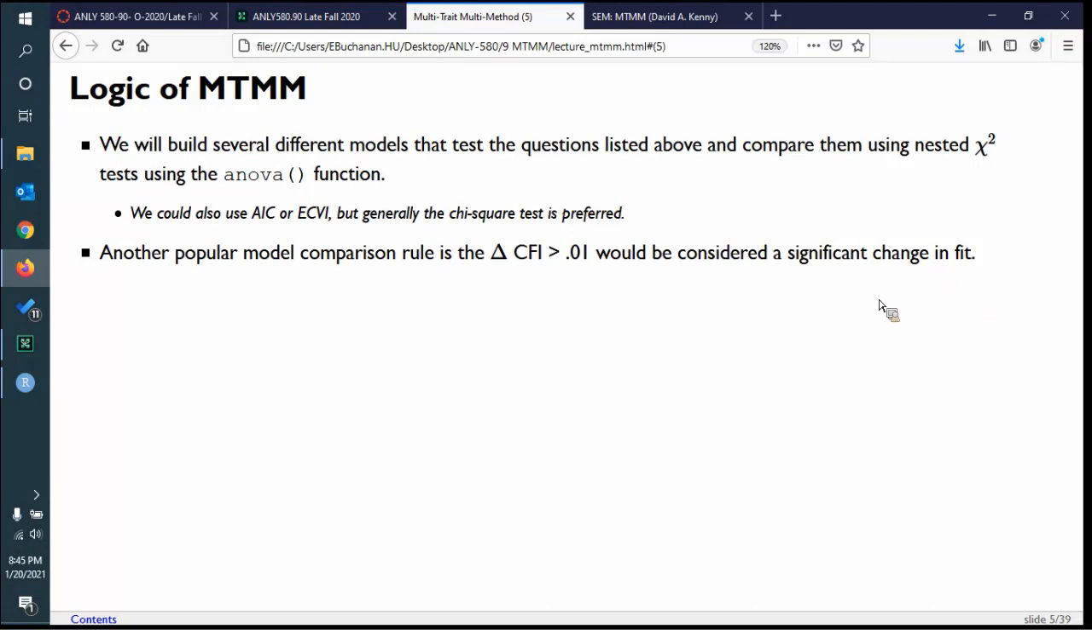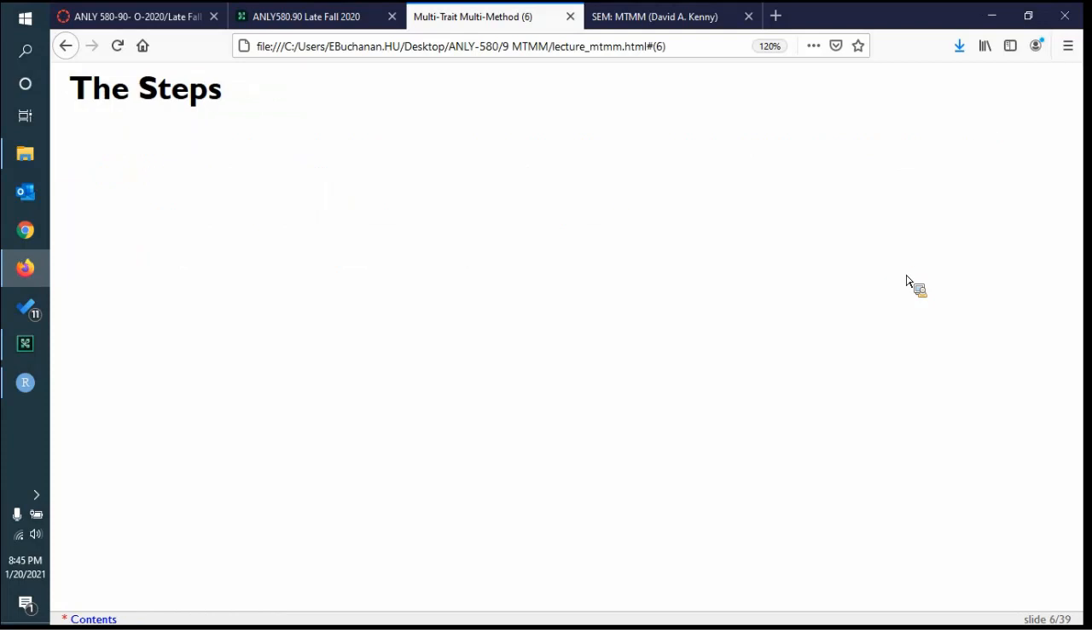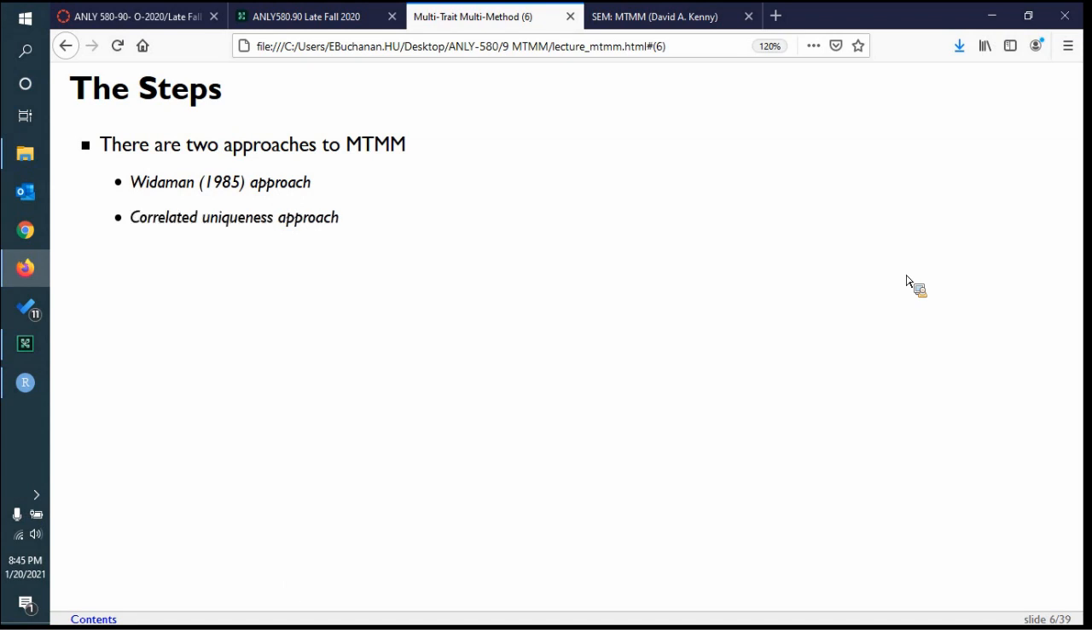So we're going to do both the ANOVA function and the CFI one. And then next week we'll use the CFI one a lot. So what are these steps? There are two main approaches to the MTMM. One of them is considered the Widaman approach, which will have four models but three steps. The other one is considered the correlated uniqueness approach. A couple of times I've done one of these, I start with the Widaman approach. If you cannot get it to run, because that can happen, switch to the correlated uniqueness approach.